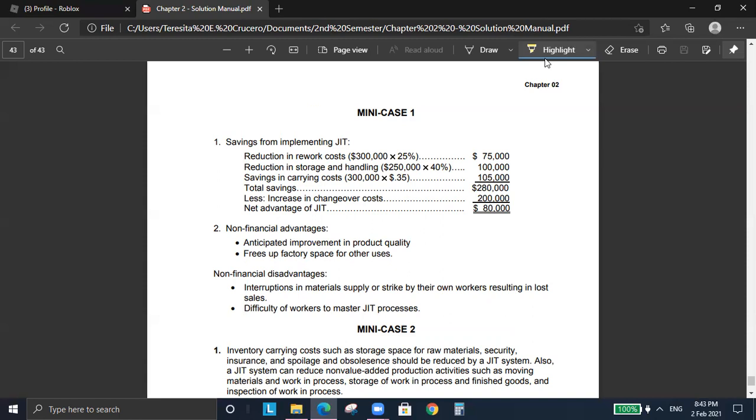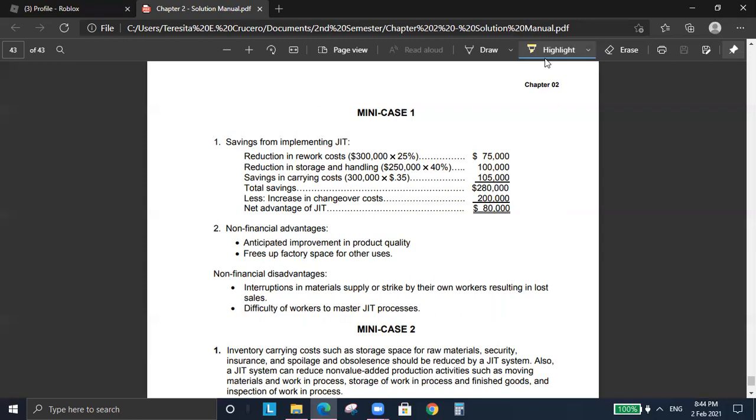The non-financial advantages are anticipated improvement in product quality due to materials that will be delivered outright upon request from suppliers. So meaning the materials are really new to the extent that there are no spoilages or obsolescence in connection with these new materials. It also frees up factory space for other uses.